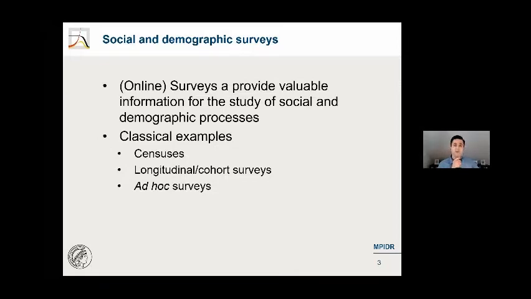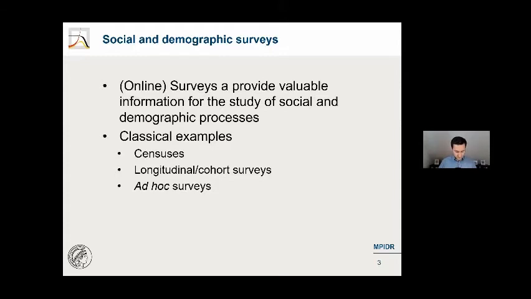And social science research has a long tradition on fruitfully using all kinds of surveys for better understanding how the social world works. For example, we have censuses that are conducted in regular intervals in many countries, but we have also more small scale, but more detailed longitudinal and cohort surveys that are conducted, and more ad hoc surveys that address specific topics that are hot at the given moment.